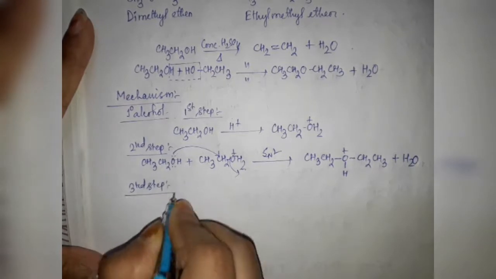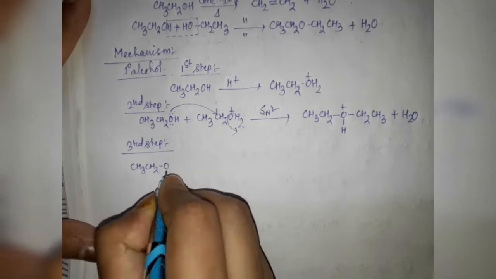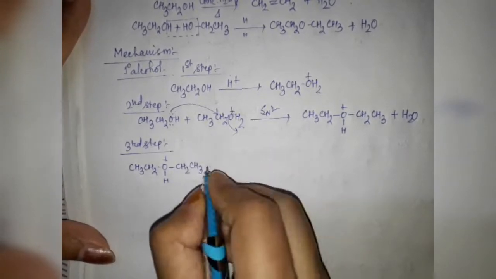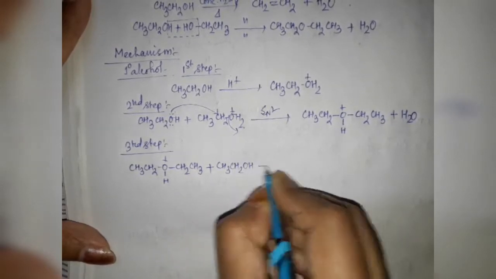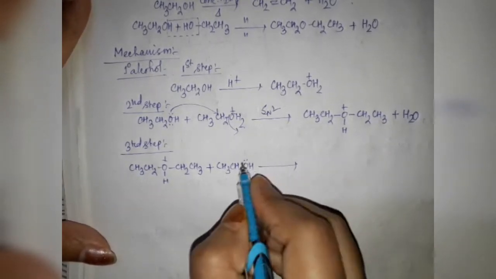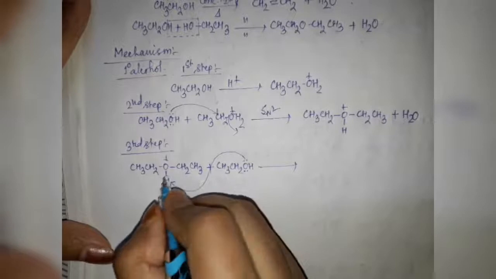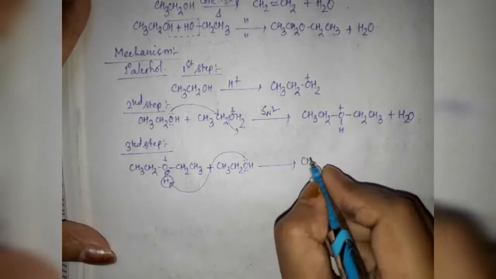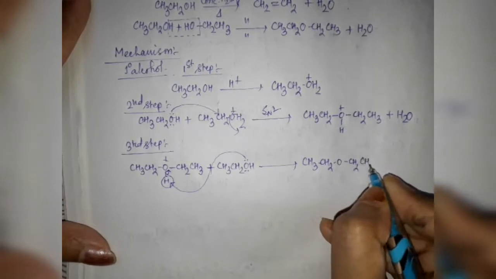In the third step, what happens? You see, this protonated ether molecule reacts with another alcohol molecule present in medium, that means one ethanol again. So with the lone pairs of electrons present on the oxygen atom, it takes out this proton, and the bonding electron pair it leaves towards oxygen atom, and we have our desired product, that means we are getting our ether, diethyl ether.